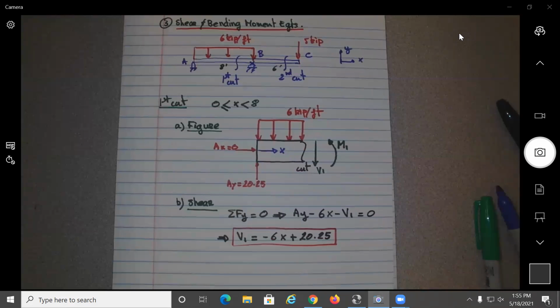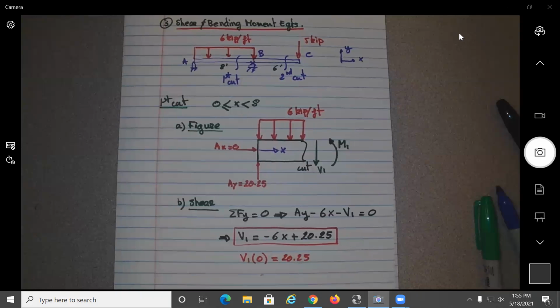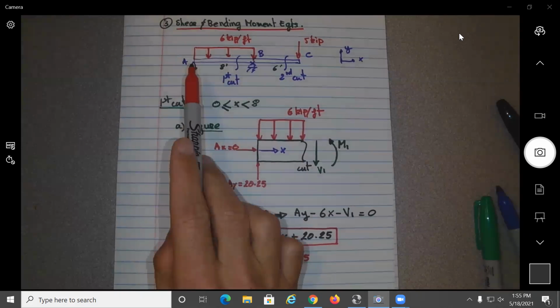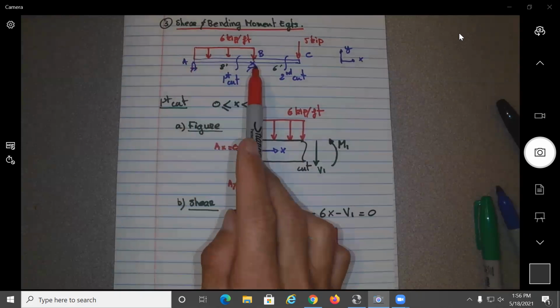Okay, so if we want to plot this figure from X equal to 0, we're going to need 2 points. So this is the equation of a straight line, no? In order to draw a line, what do you need to know? 2 points. Okay, so what would be the easy points? V1 of 0 will be equal to what? 20.25. And what is the other point we need to know? At what distance? Probably the best option will be to see what is the value of V at point B, no?